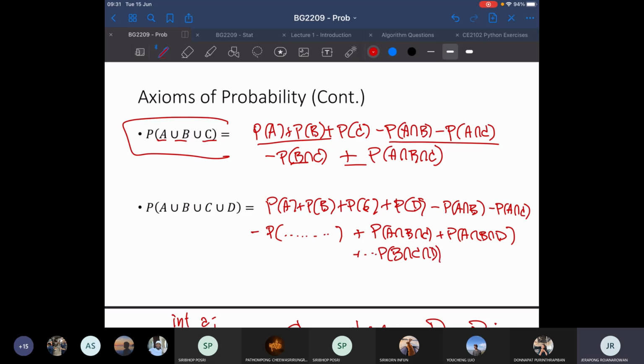This is not D, not C. You have A, C, D also. And then minus P(A intersect B intersect C intersect D). Okay, that's a big one. Note that it might not be complete. It might be something else in between also.